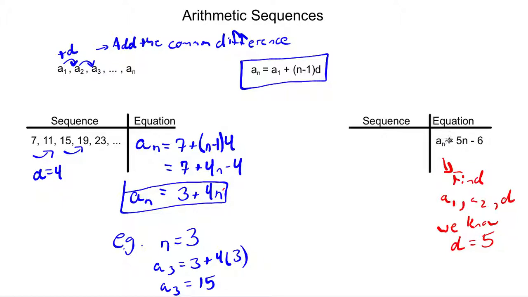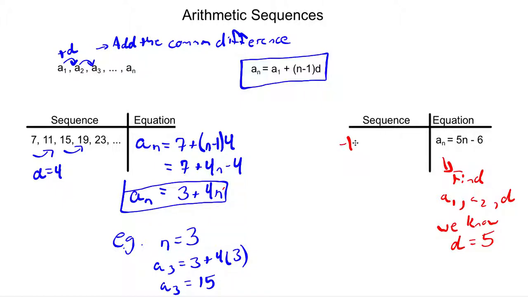Well, what happens if I plug in 1? When n is equal to 1, that's the first term. So when n is equal to 1, I have 5 minus 6, which is negative 1. What about when n is equal to 2? When n is equal to 2, I have 10 minus 6, which is 4. Well, wait a minute. I'm adding 5 each time. That's my common difference. Is there a difference between these of 5? Yeah, there is. Negative 1 plus 5 is 4. 4 plus 5 is 9. And 9 plus 5 is 14. And so on and so forth.